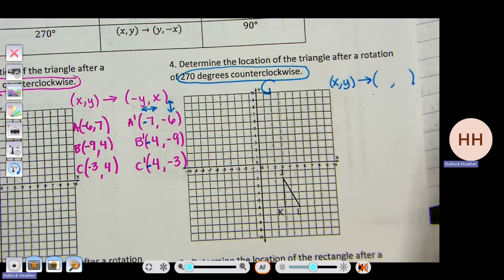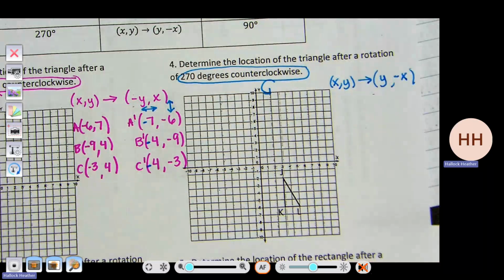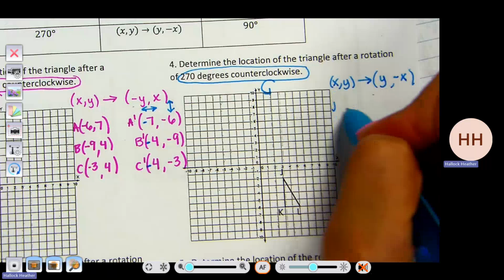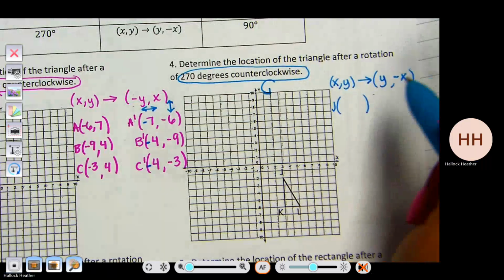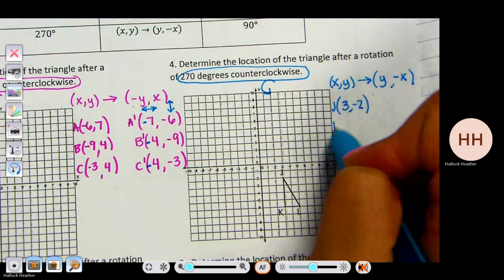How is the coordinate changing for 270 counterclockwise? Y negative X. So we're going to write the original points out. So let's start with J. 3, negative 2. Where's K?